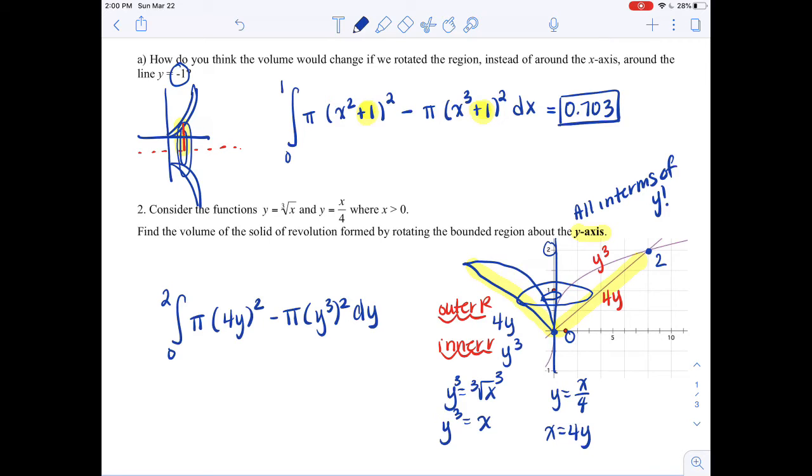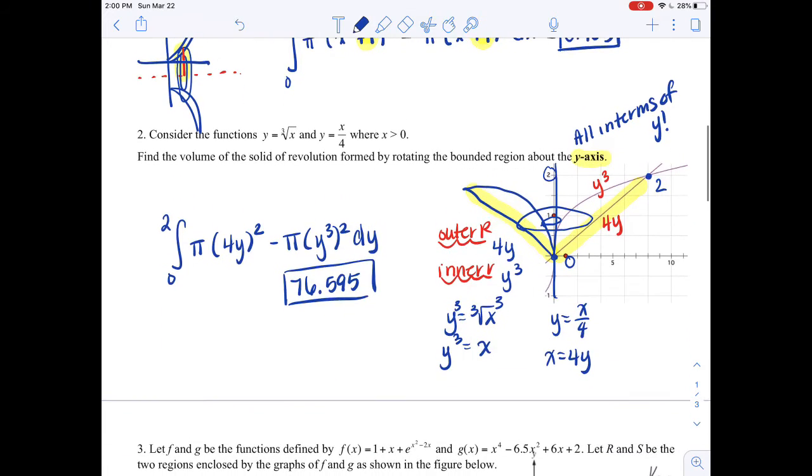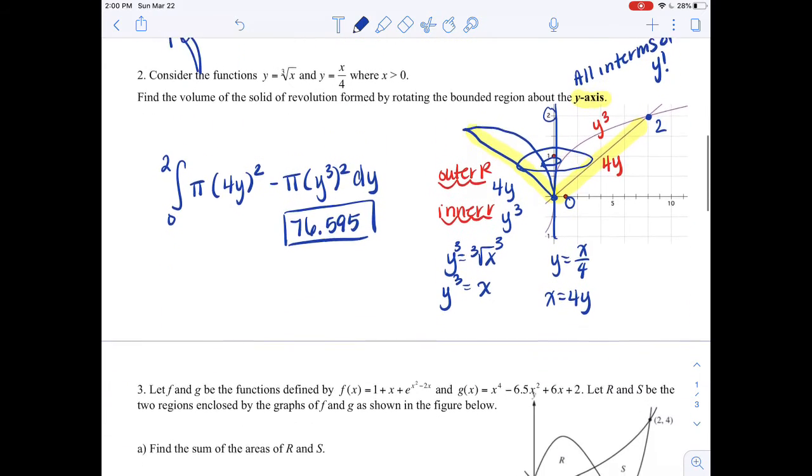Now, I would say something like this would probably be one of those questions where it says set up but do not actually solve. But if you had to plug it in your calculator, you would actually plug it in with these as x's, even though everything is set up in terms of y. If you do this, it comes out to be 76.595, if you want to approximate it to 3 decimal places.